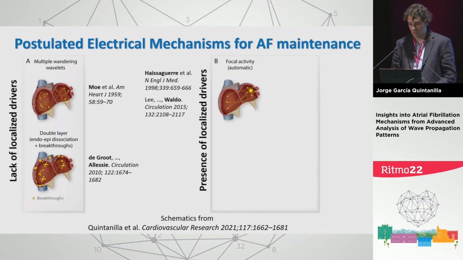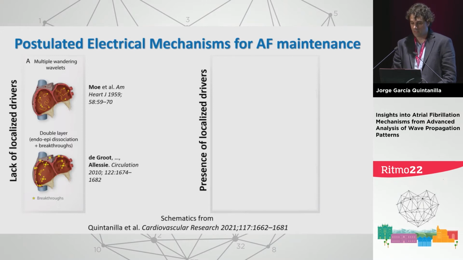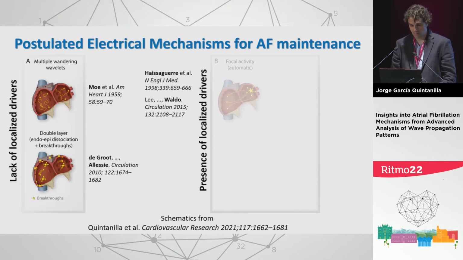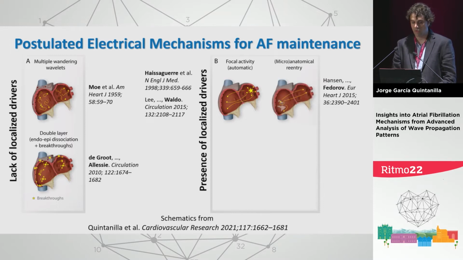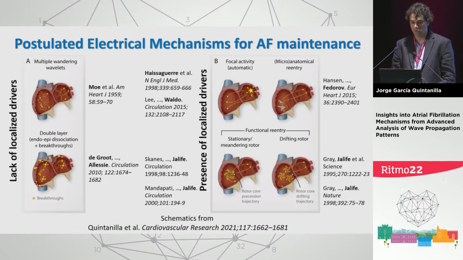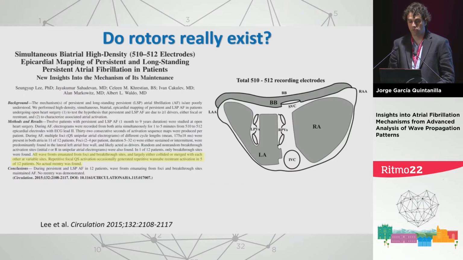The second category would include those mechanisms that postulate that AF is maintained by localized drivers. That would imply that AF may be terminated by targeting such localized drivers, and that localized drivers can be foci, arising usually from the pulmonary veins in paroxysmal AF and even from other regions in persistent AF, microanatomic intramural reentry anchored to fibrosis-insulated atrial bundles, and last but not least, rotors in the form of two-dimensional spiral waves or three-dimensional scroll waves that propagate through the atrial tissue and interact with anatomical and functional obstacles, which leads to fragmentation and new wavelet formation. But do rotors really exist?